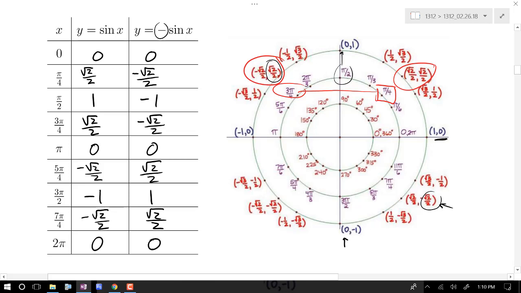So I basically just picked these values at the quarters, halfway through each quadrant. We could, if we wanted to, plot more points, including the in-between angles like pi over 6 and pi over 3 and all the way around, but I figured this is enough for us to get an idea of what it looks like.